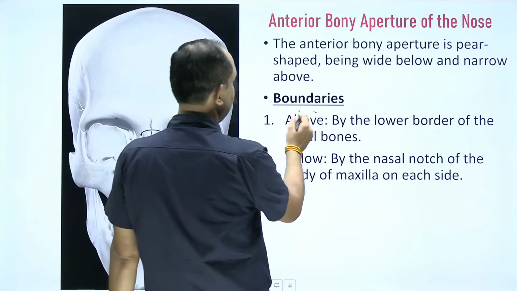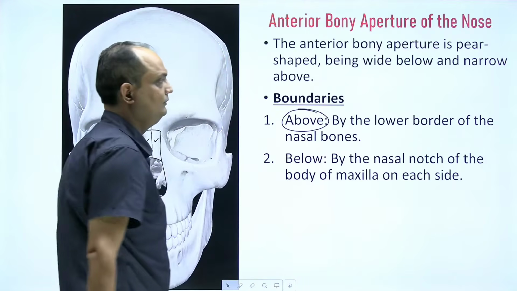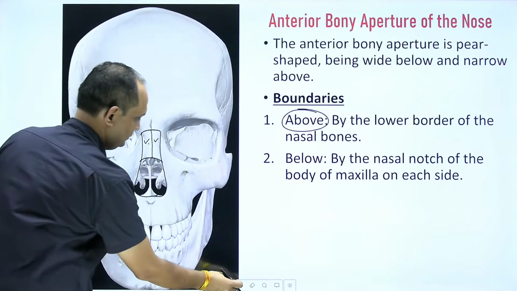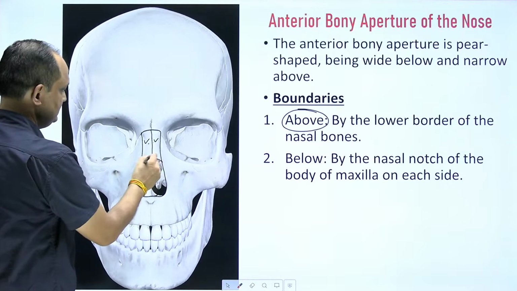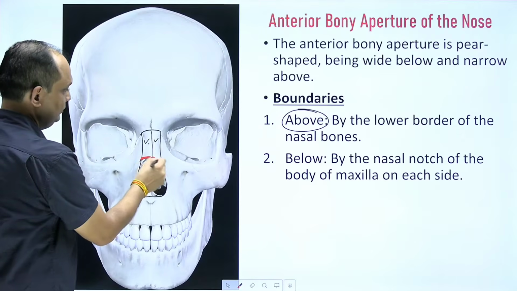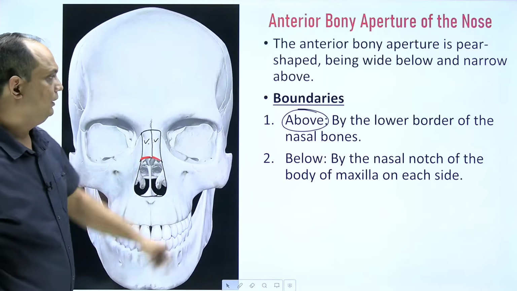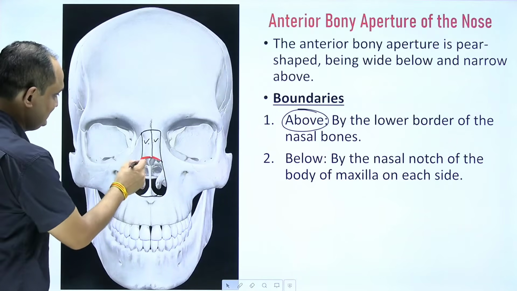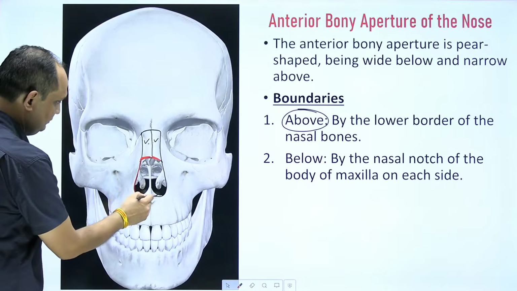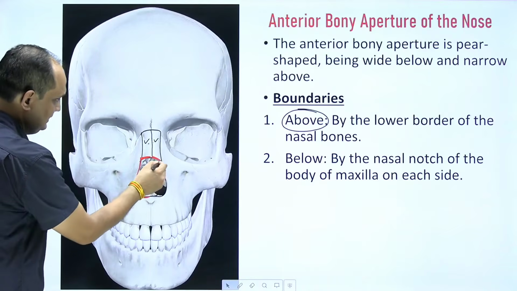Now what are the boundaries of this nasal aperture? Above you will have the lower border of nasal bone. Now when the nasal bones will come here, this aperture is above bounded by the lower border of nasal bone. Below, it is formed by the nasal notch of the maxilla each side. Now this is your maxillary bone. So this is the one side maxilla and this is another side of the maxilla.